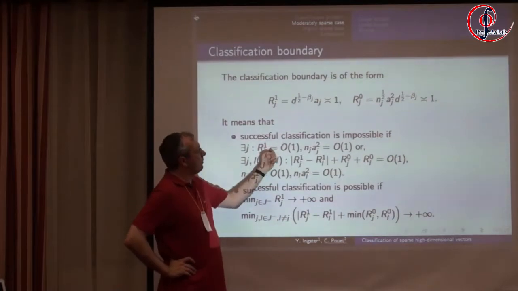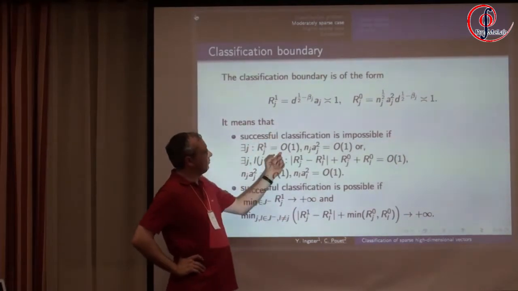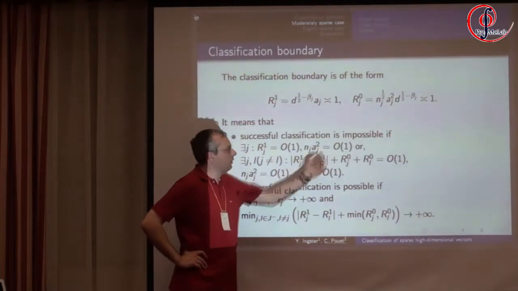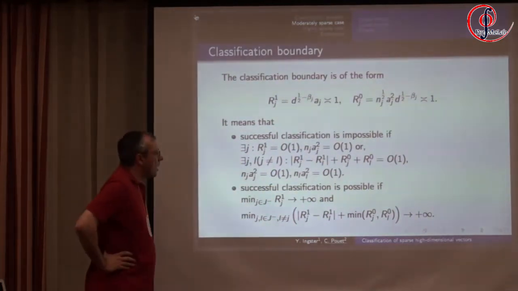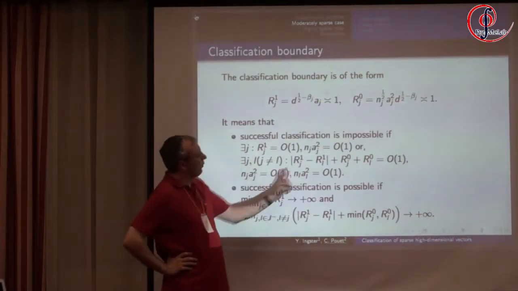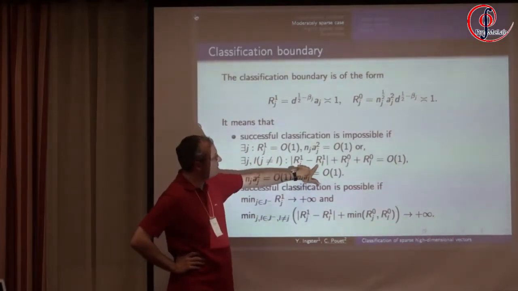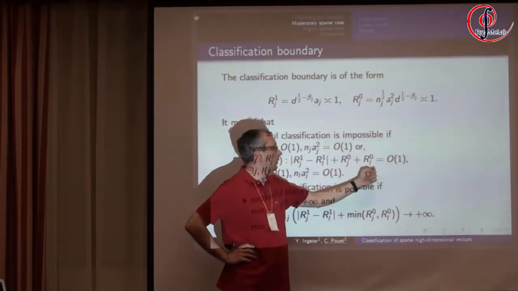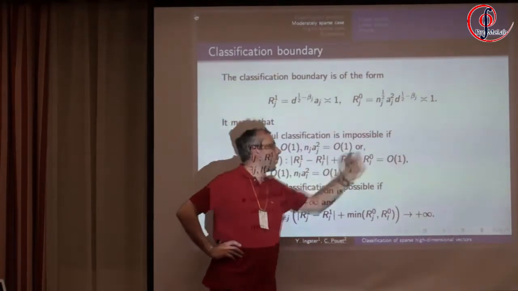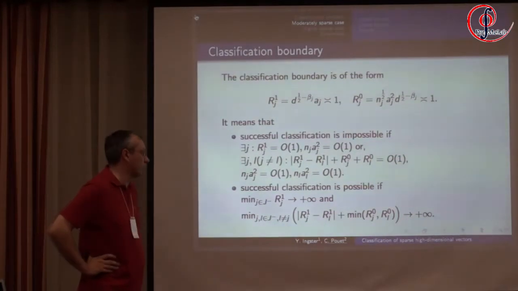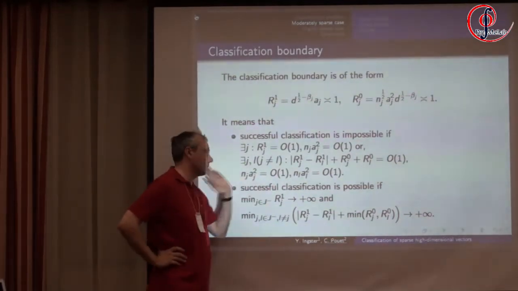So as I said, this quantity can be small, in fact, or we have n_j a_j squared of order 1. And the other condition is the following. You have the difference between R_1j and R_1l plus the sum of R_0j and R_0l. And when all this sum is of order 1, then no successful classification will be possible. And then you have this small condition.